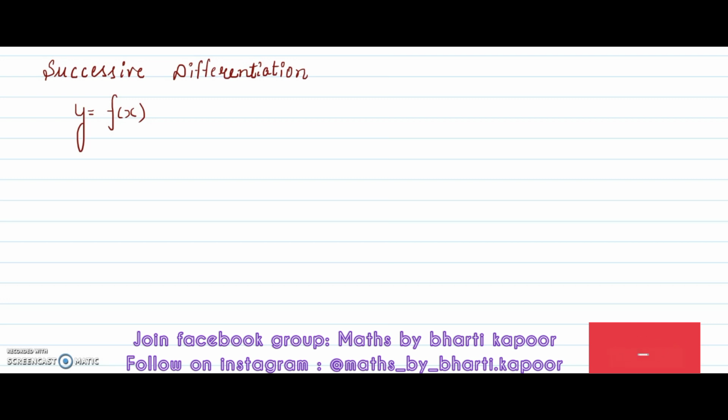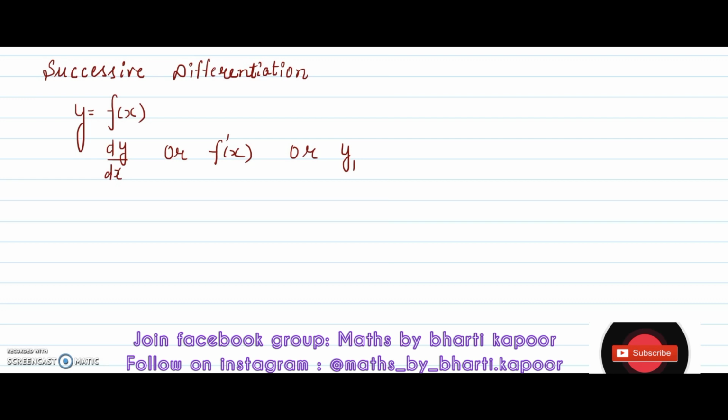And the derivative is denoted by dy by dx. That means derivative of y with respect to x, or we can denote it by f dash x. This is first order derivative of this function. We can use the notation y1 also to denote the first order derivative of this function with respect to x. So there are various ways how we can denote the derivatives of given function. Here dy by dx, f dash x or y1 all represent the first order derivative of this function.